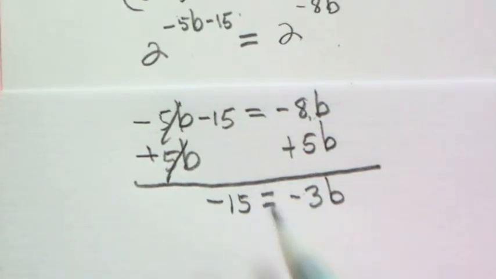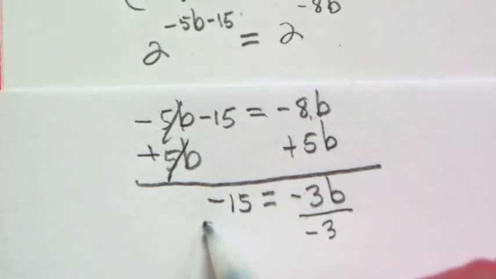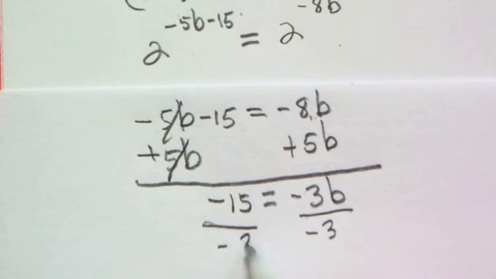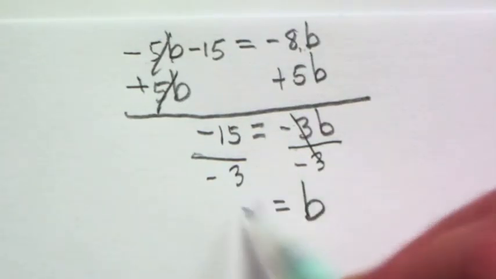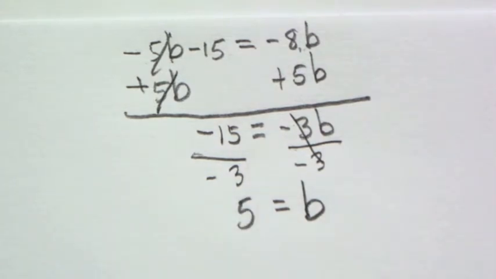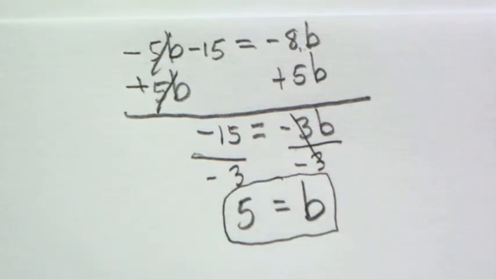All right. And then we divide both sides by negative 3. And this cancels out because that's 1. And so we get b is equal to positive 5. b is equal to positive 5. Now of course we can take that value. That is our answer right there. Now we can take that value and plug it back into the original equation. All right, so let's do that, okay?